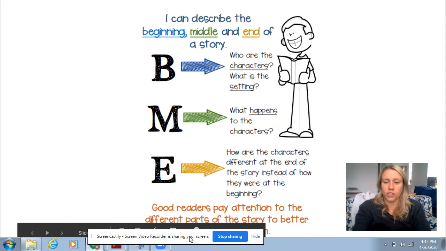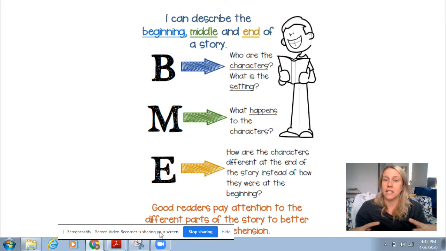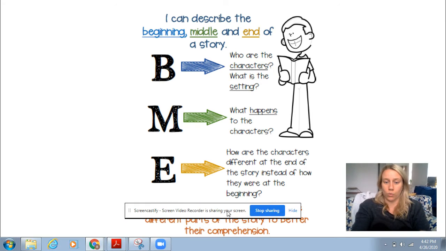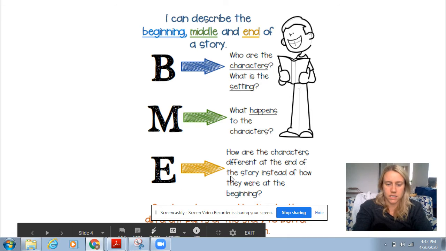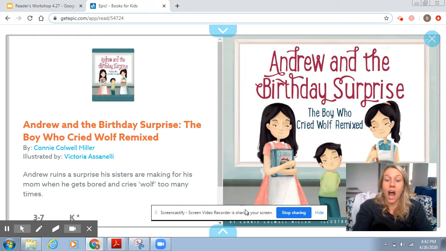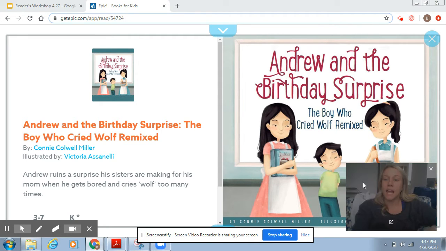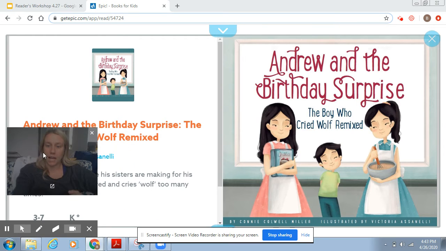Down here, it just says that good readers pay attention to different parts of the story so that you can understand the books that you read. What we're going to do now is we're going to read a book together, and then I'm going to show you what I mean about filling out the beginning, middle, and end. So remember, when you're thinking about the beginning of the book, you want to find the characters and where the story takes place. This book is called Andrew and the Birthday Surprise, The Boy Who Cried Wolf Remixed.